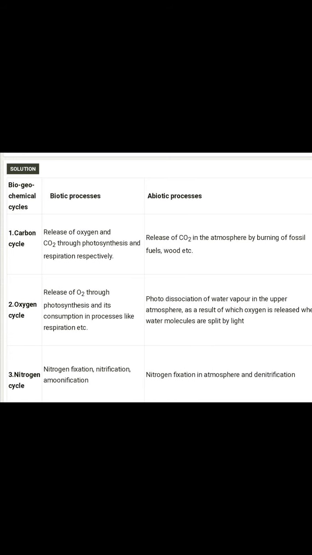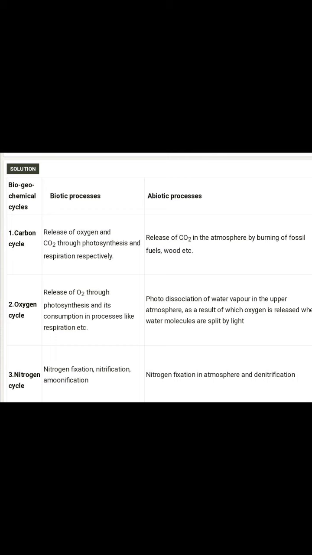So let us start with question number 1. Question number 1 is complete the following table. Here you have to write the answers in two columns of biotic and abiotic processes. Biotic processes are the processes in which living entities are involved, for example plants, organisms, etc. And abiotic processes are those in which the nutrients or the chemicals are produced.